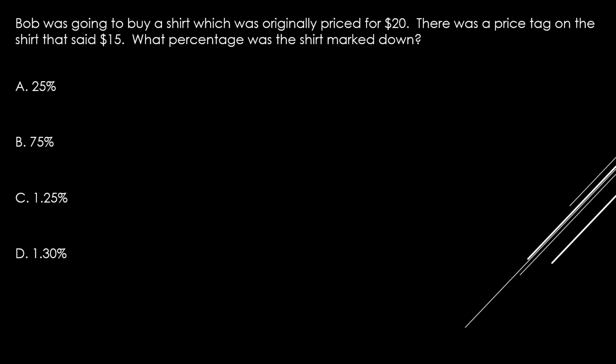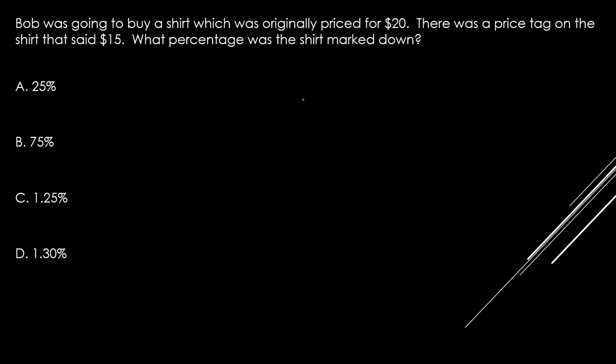Alright, so Bob has this shirt that he is going to buy, and it's originally priced at $20. We want to know what is the percentage that the shirt is marked down. So the shirt's originally 20 and it's on sale for 15. Okay, so there's a few different ways that you could do this problem. You can work backwards and take your percents and multiply it by the original. However, that takes some kind of guessing and checking.